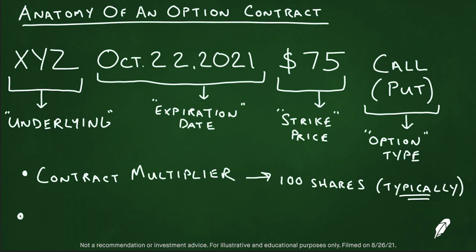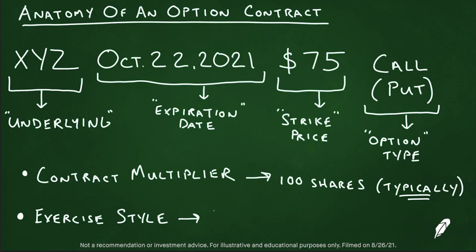But in this series, when we talk about options, we're generally talking about standardized options that control 100 shares. And the last thing I want to point out is exercise style. Now, we're not talking about a workout here. We're talking about how and when you can exercise your right under the contract.